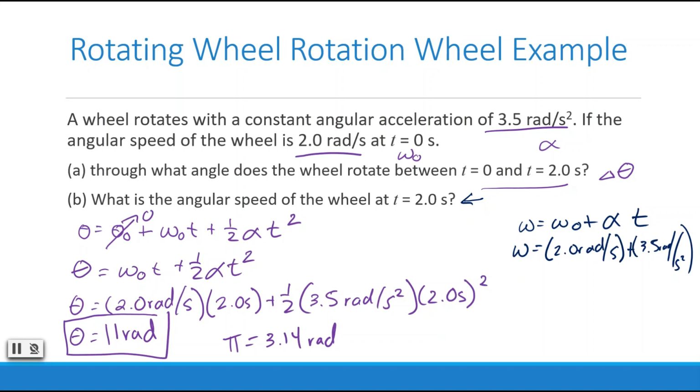I ran out of room. So I just need to multiply by that 2.0 seconds. Sorry for that. So when you do 2 plus 3.5 times 2, you get an angular speed of 9.0 radians per second. So you use these kinematic equations very similar to what we do with the linear ones.